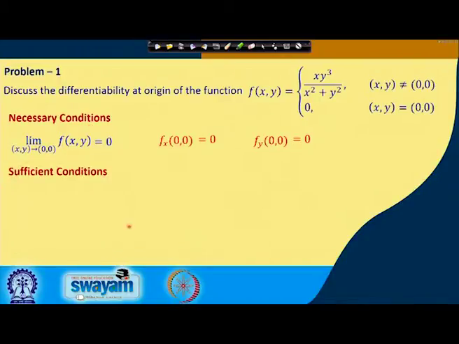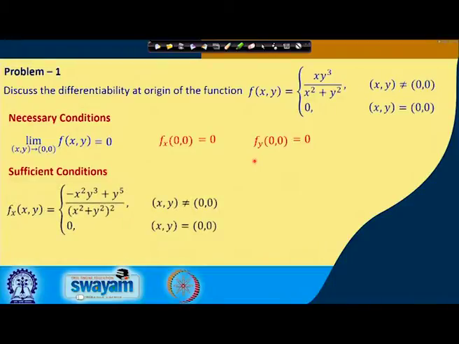Now, for the sufficient conditions, we need to check the continuity of these partial derivatives at (0,0). So, we need to get f x, the partial derivative with respect to x, at all the points, at least in the neighborhood of the (0,0) point. To get the partial derivative at (x,y) not equal to (0,0), we have to differentiate this function with respect to x, treating y as constant.